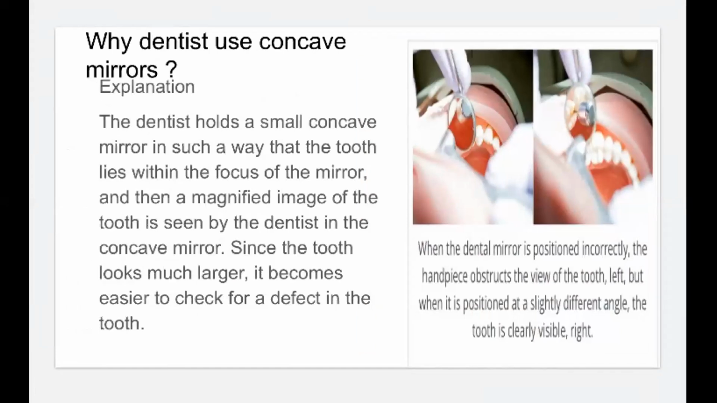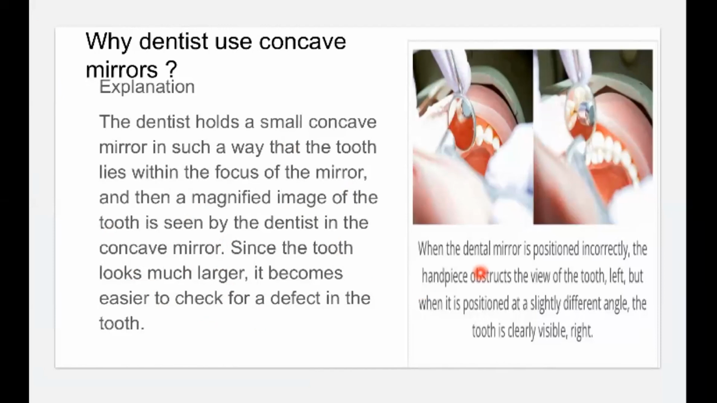Why do dentists use concave mirrors? The dentist holds a small concave mirror in such a way that the tooth lies within the focus of the mirror. And then a magnified image of the tooth is seen by the dentist in the concave mirror. Since the tooth looks much larger, it becomes easier to check for a defect in the tooth.